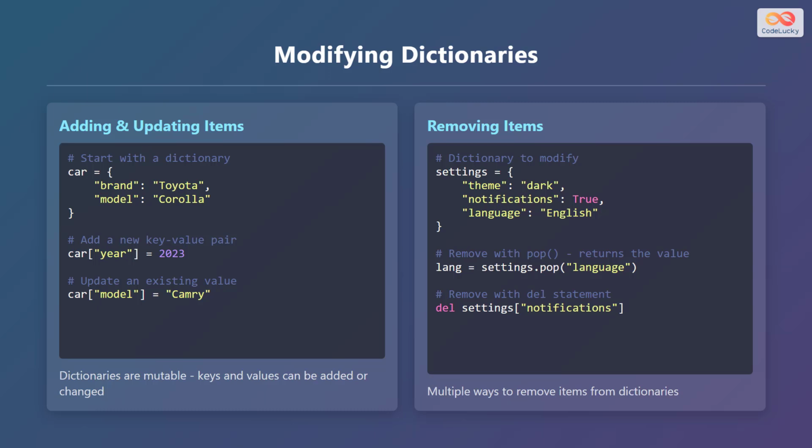To remove an item from a dictionary, you can use the pop method or the del keyword. The pop method removes the item associated with the given key and returns the value. The del keyword removes the item associated with the specified key.